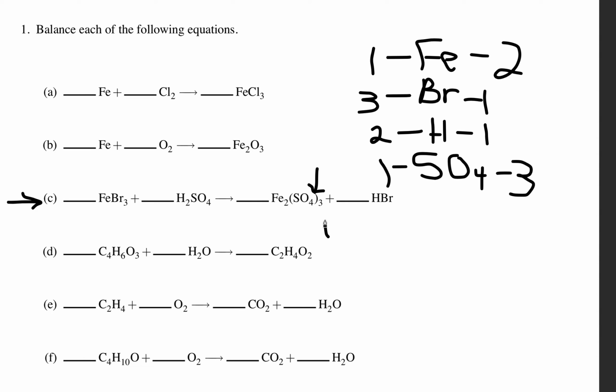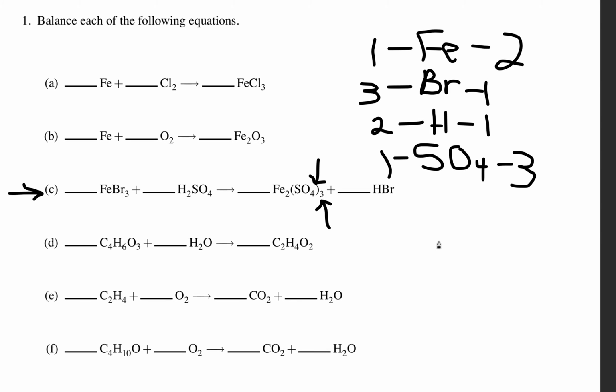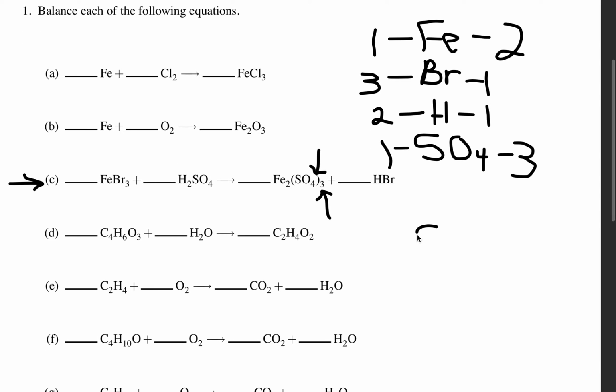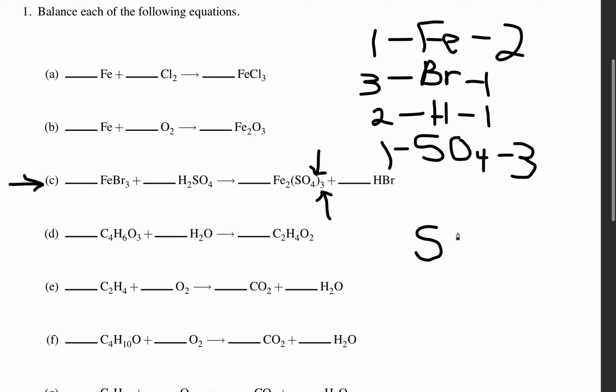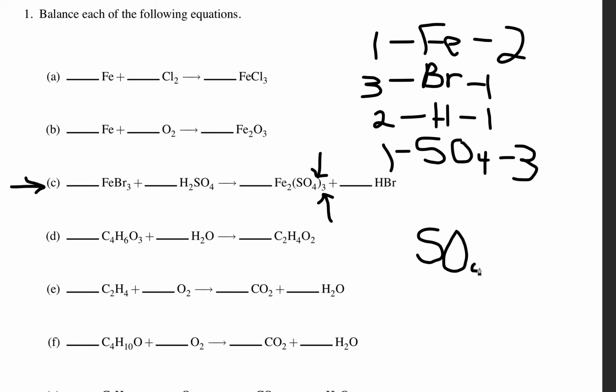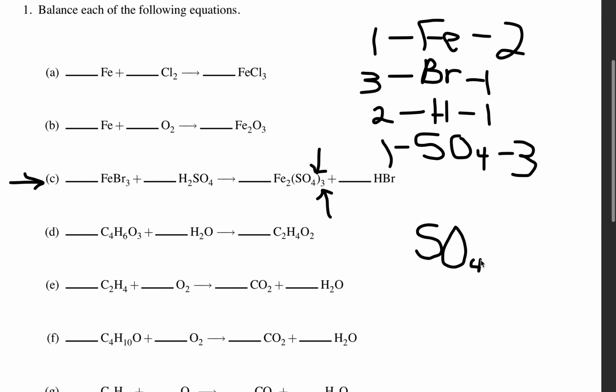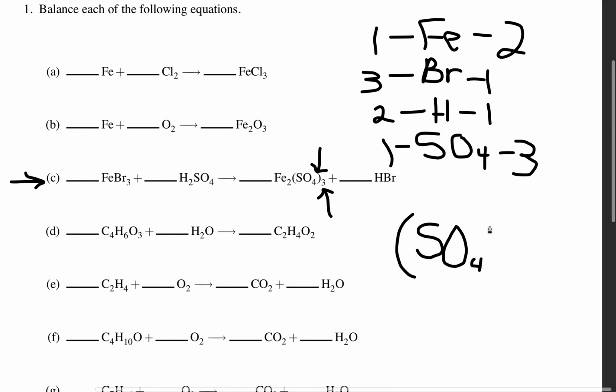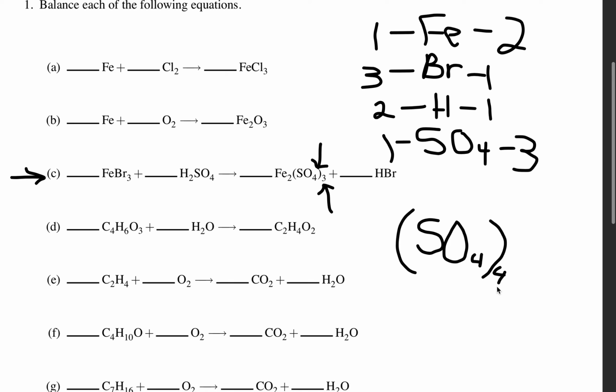All right, and then a subscript, okay? So if I have a polyatomic ion like sulfate, and I want more than 1, I'm going to draw my parentheses and then put a subscript for however many I have. So let's say I want 4. I would put a 4 right here.